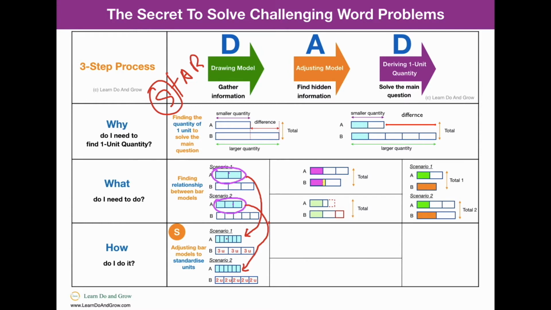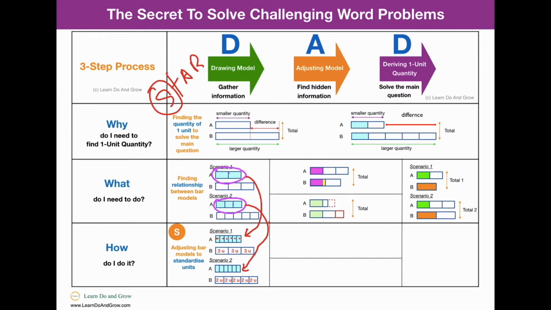1, 2, 3, 4, 5, 6. 6 units. And the moment we can find the relationship between model A in the first scenario and the second scenario, we can use it to link back to model B. So let's look at the bar model B.